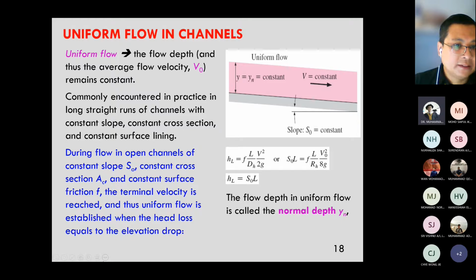Commonly encountered in practice in a long straight run of channel with a constant slope, constant cross section, and constant surface lining. During flow in an open channel of constant slope, constant cross section Ac and constant surface friction, the terminal velocity is reached, and uniform flow is established with the head loss equal to the elevation drop. So to avoid anything that increases the head loss, in the closed channel we already determine the total head loss, which can be from the device itself and also from the fluid condition.